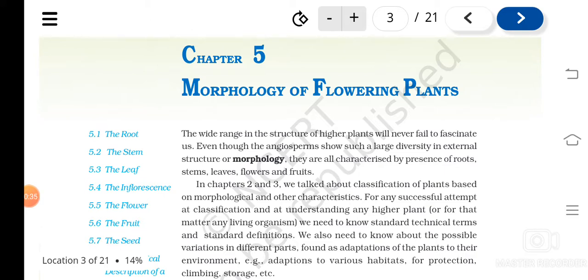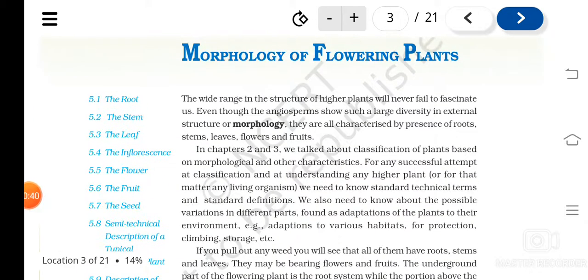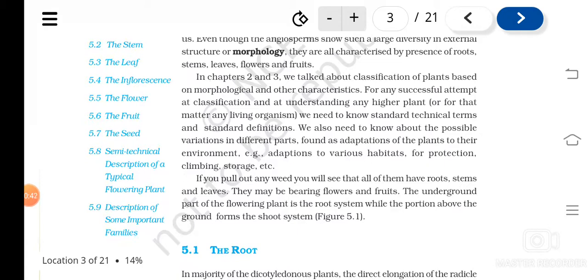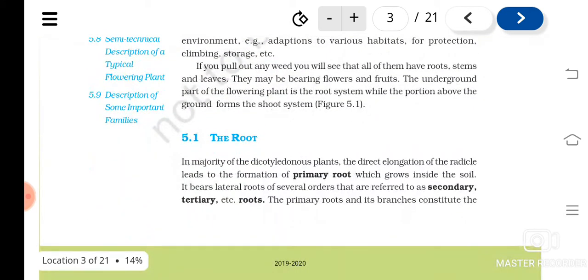and fruits. So, children, from this chapter, the other portions like the stem and leaf are removed; from the inflorescence only we need to learn, okay? But I'll give the basic things about the root, leaf, and stem also, okay? So, what is the root?